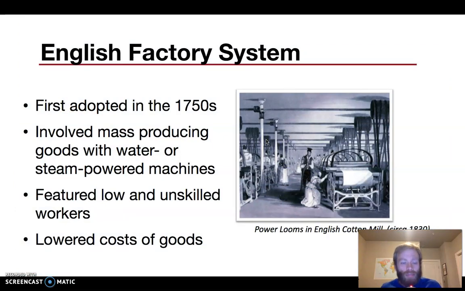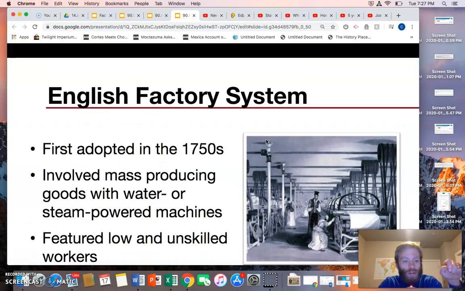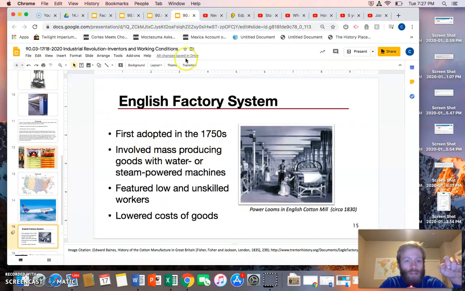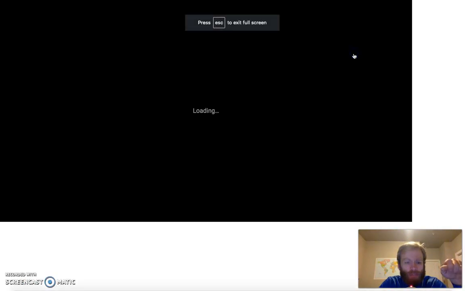Now, your daily task today is going to be around looking at life in the factory system of England. I'm going to make sure that I'm still recording. Good, I am still recording. Let's hope that this worked fine.